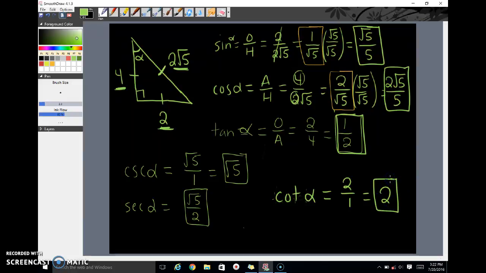So those are my 6 trig functions. It's just like the previous example, but this one I had to actually find my missing side. Then I had a square root, and when I have a square root on the bottom, I have to rationalize the denominator.